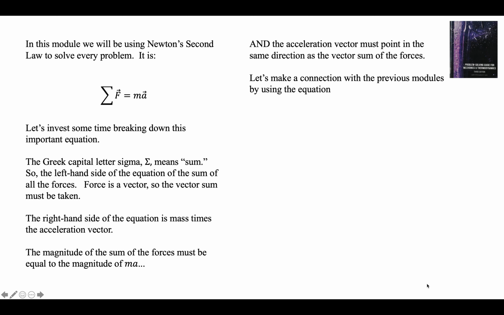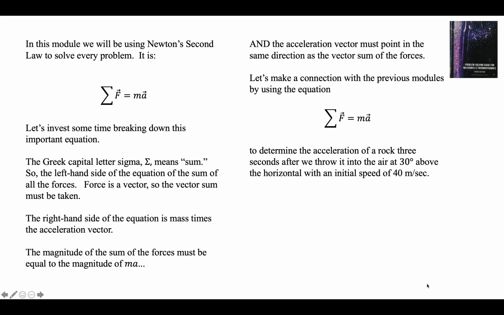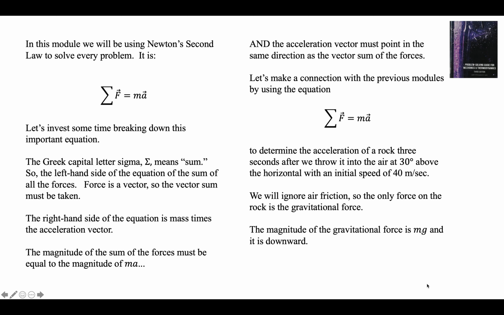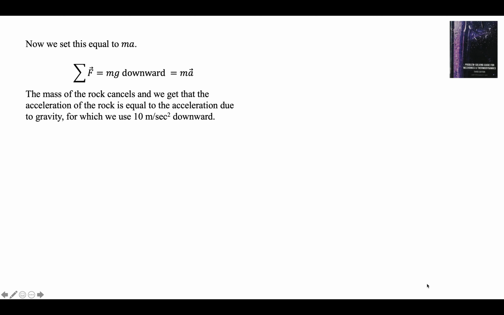So let's make a connection with the previous modules by using the equation F equals ma to determine the acceleration of a rock 3 seconds after we throw it into the air at an initial angle of 30 degrees above the horizontal with an initial speed of 40 meters per second. What are the forces on the rock? Well, we're ignoring air friction, so the only force is the gravitational force. So the left-hand side of the equation, the sum of all the forces, is only the gravitational force, and that's mg, and it's downward. We set this equal to ma, and we can calculate the acceleration. The masses cancel, and of course the acceleration of the rock is 10 meters per second squared downward.